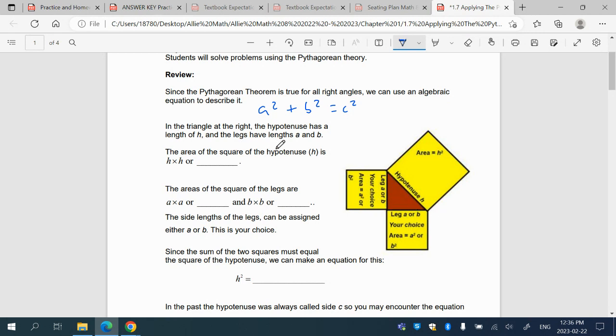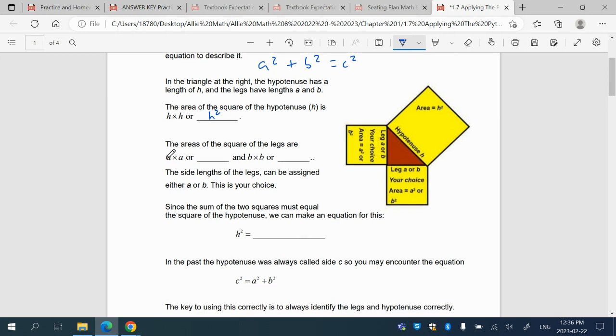The area of the square of the hypotenuse, h, is h times h, or h squared. Remember, when we have something squared, it's just the thing multiplied by itself. The area of the square of the legs are a times a, or a squared, and b times b, or b squared. The side lengths of the legs can be assigned either a or b. This is your choice. So whether we want to call this a and this b, or this a and this b, it really doesn't matter. Those two are interchangeable.